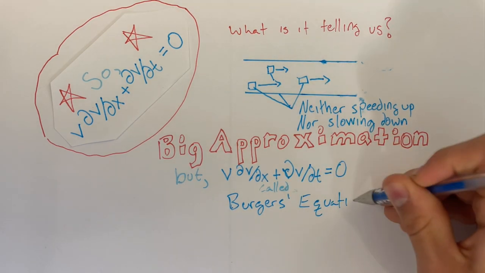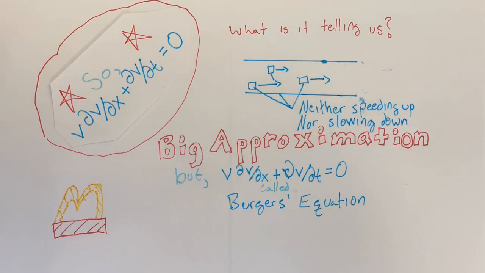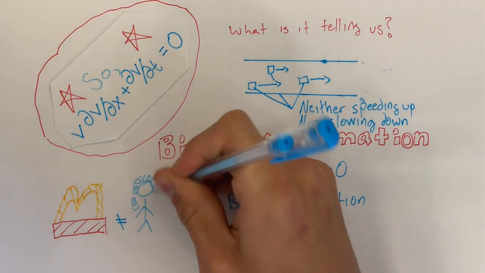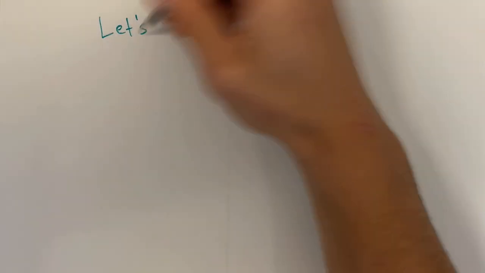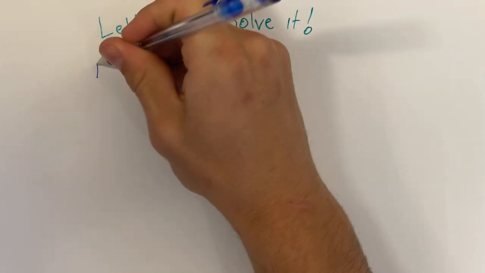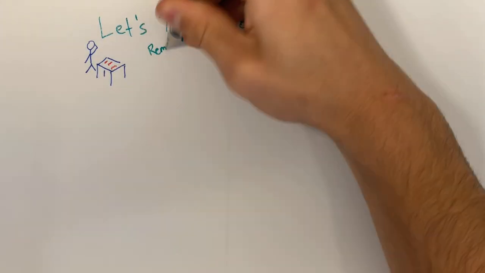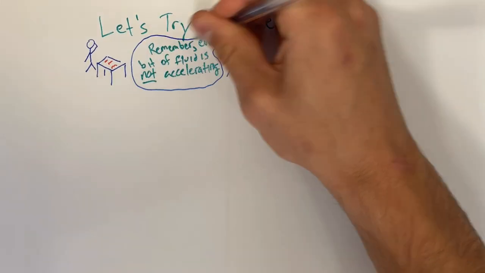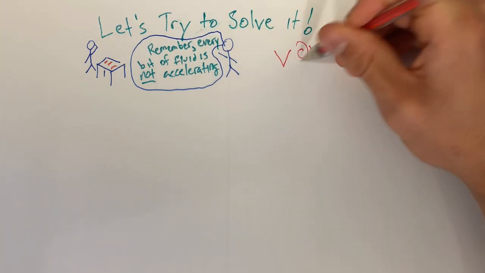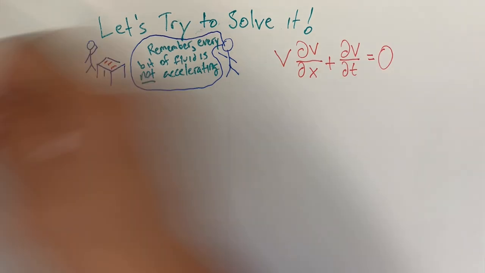Yes, burgers like McDonald's burgers, but Johannes Martinus Burgers was a Dutch physicist, not an American business mogul. Burgers wanted to understand turbulence in fluids, and along the way, stumbled onto this equation. So, let's try to solve it, keeping in mind that all it considers is a one-dimensional fluid whose individual elements do not accelerate, and see where it takes us. V partial V partial x plus partial V partial t equals zero.